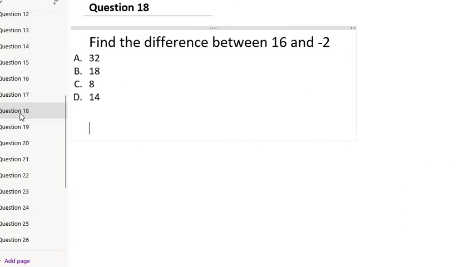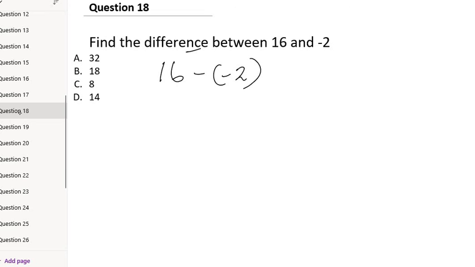Question 18. Find the difference between 16 minus 2. Difference means minus. So 16 minus minus 2. In math, minus times minus is plus. 16 plus 2. My answer equals 18. So the right answer is B.